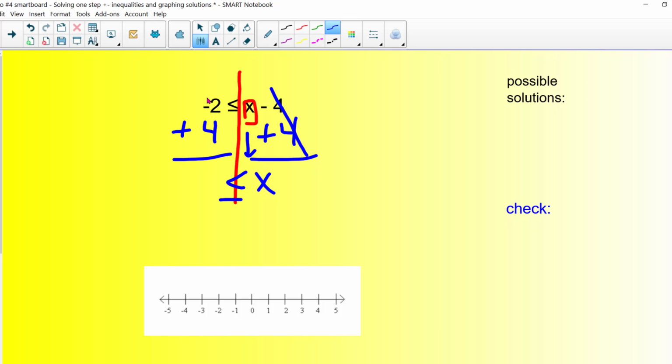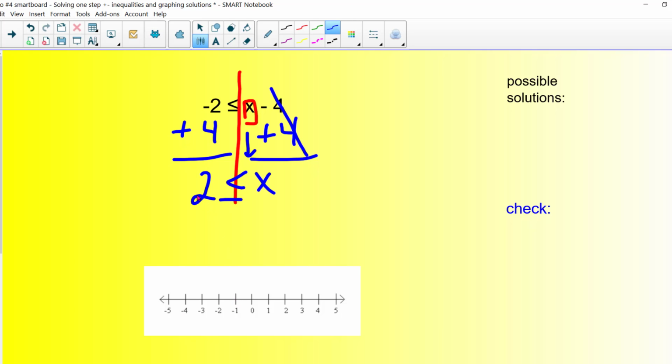And then we do -2 plus 4 gives us a +2. Now, this is where it can get a little tricky because you might see this less than symbol and want to make everything less than on your number line.